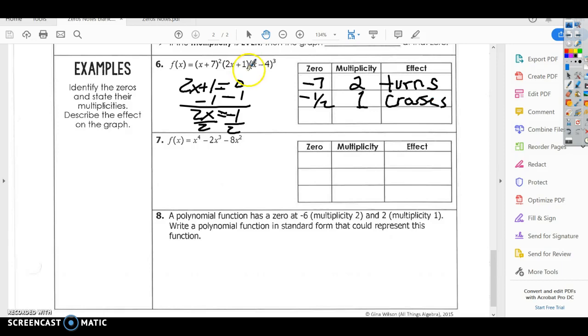The last factor, x minus 4: if we set that equal to 0, your 0 is 4. It has an exponent of 3, so the multiplicity is 3. 3 is odd, so it crosses the graph. It crosses the x-axis. I hope this is helpful. Number 7 is the same, except you have to factor it first. If you want to try another example, feel free to do so. All right, good luck with multiplicities.